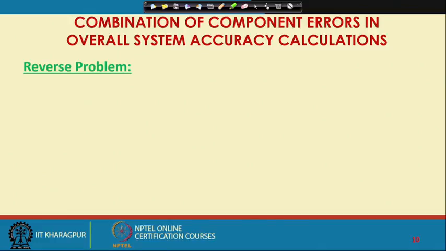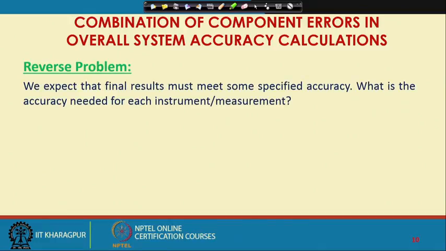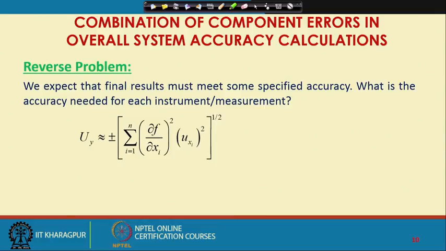Now, let us look at the reverse problem. We expect that final results must meet some specified accuracy. What is the accuracy needed for each instrument or measurement? So, this is again the most probable uncertainty which is obtained from root sum square error.